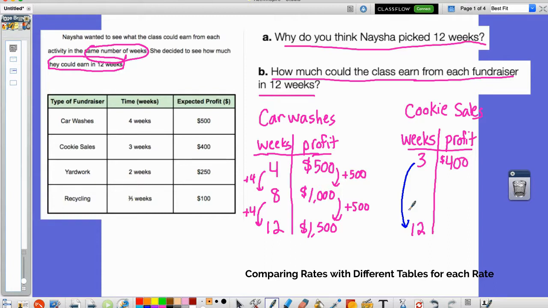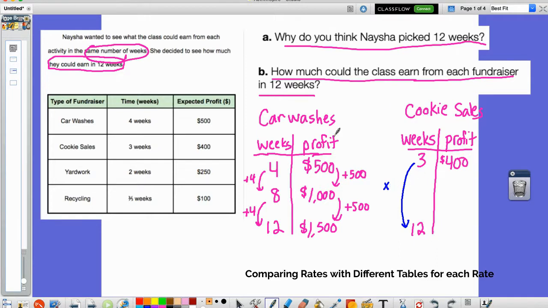Now if you want to do addition, go ahead, do addition, you'll get to the same answer, but multiplication also works. So the question is, let me just model what multiplication would look like. How do we get from 3 to 12? You would go ahead and multiply by 4.